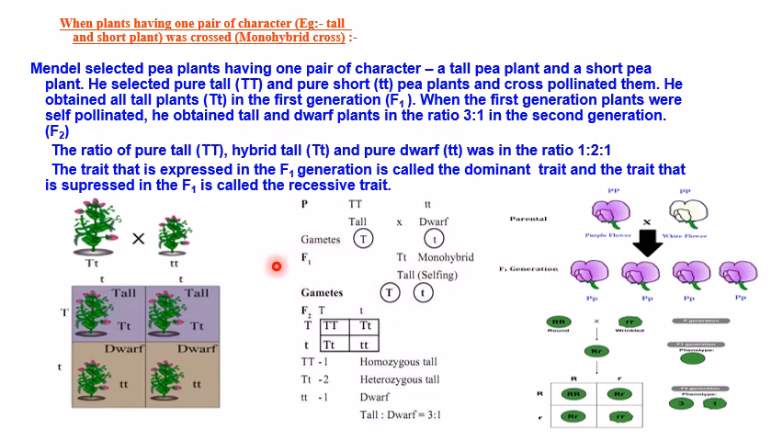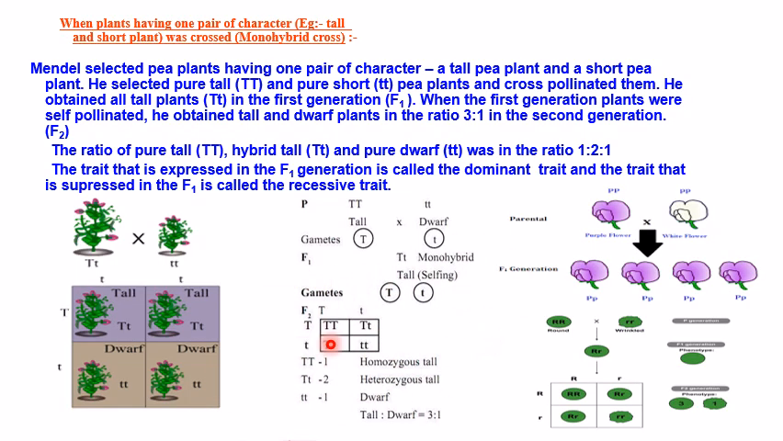So what he did again, when the first generation plants were self-pollinated, he obtained tall and dwarf plants in the ratio 3 is to 1. This 3 is to 1 is called the phenotypic ratio. Phenotypic is nothing but the features we can see. The genetic makeup is called the genotypic ratio. So in the second generation, the previous one is the F1 generation. Got it, children?